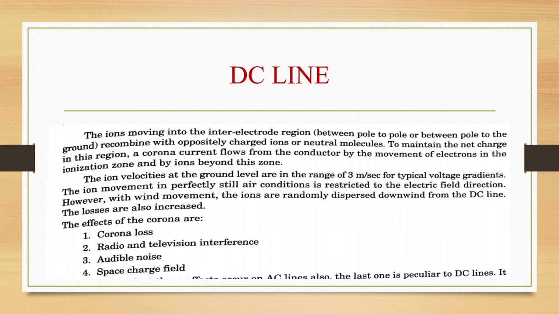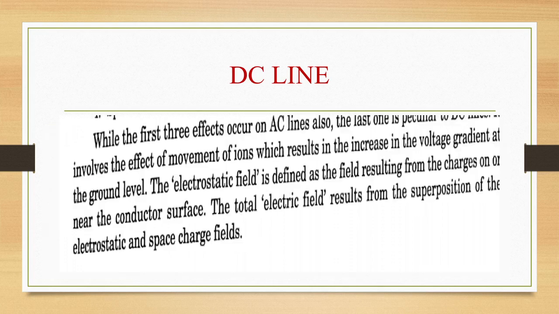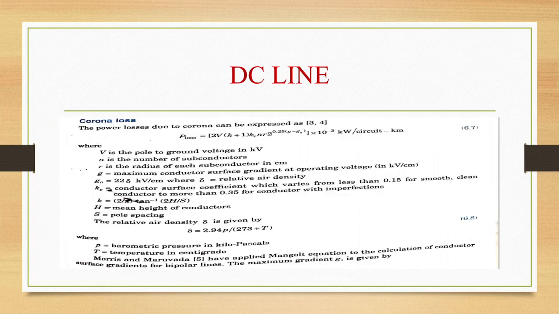Electrostatic field is defined as the field resulting from the charges on or near the conductor surface. The total electric field results from the superposition of the electrostatic and space charge fields. Corona loss.